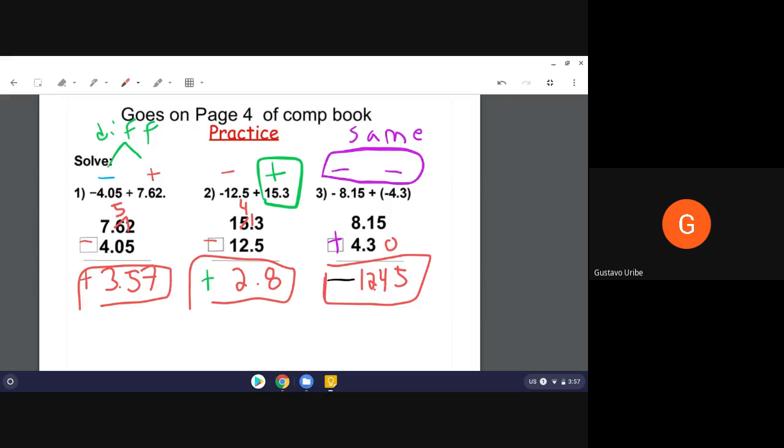Okay, so it might take some time, but we need to learn our rules for why we are subtracting, why we are adding, and remember whenever we have decimals to line them up.